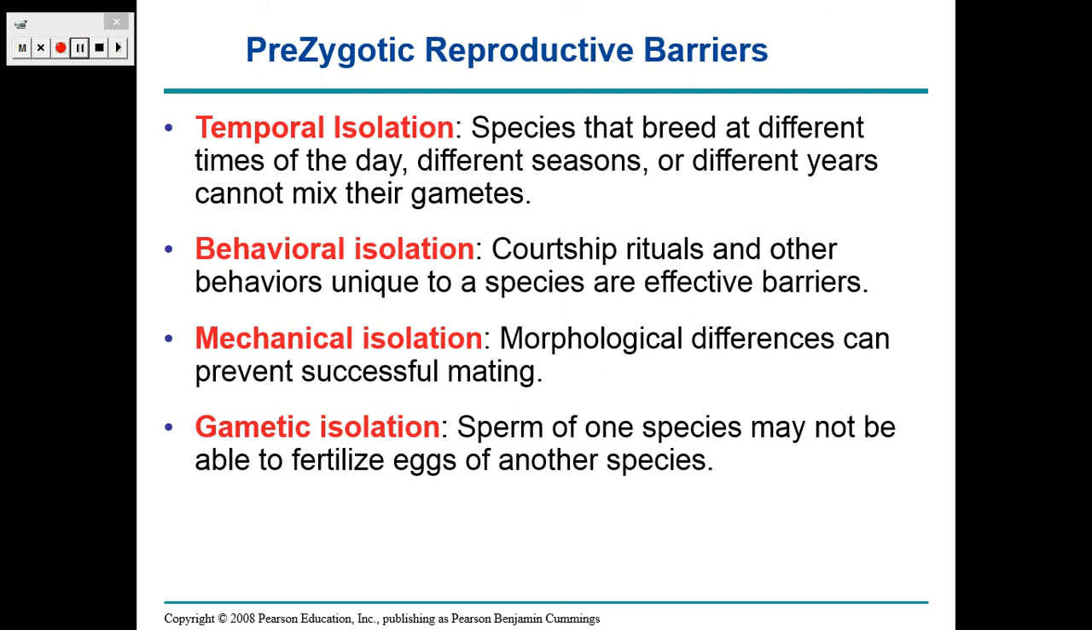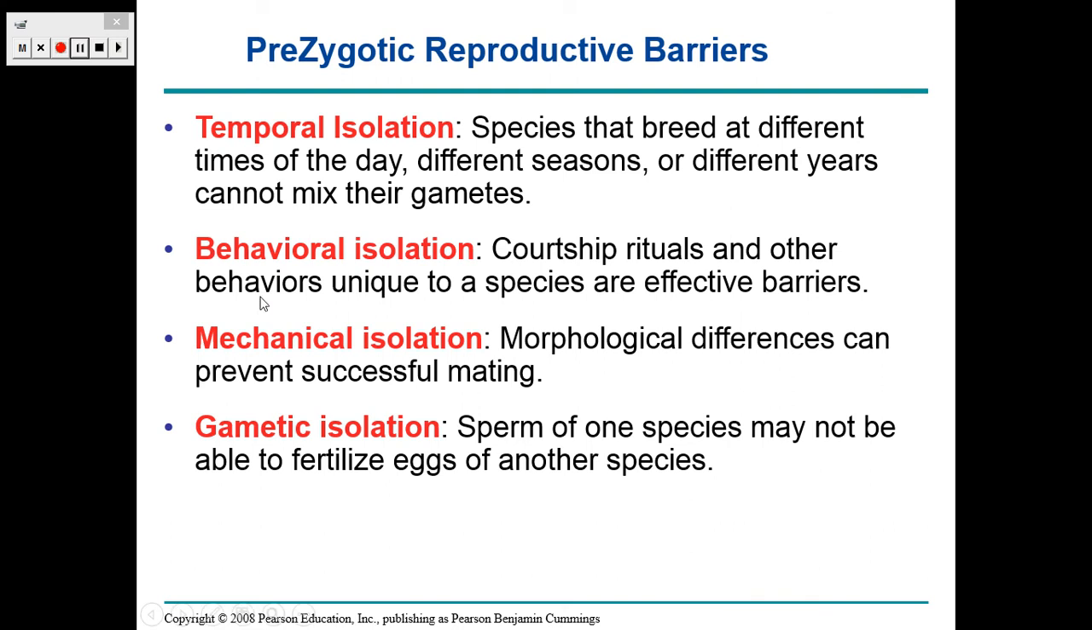Okay, you also have behavioral isolation, and those are things like courtship rituals, the way that they mate, the things that they do to seek out a mate, or to make the other organism mate with them. There are things like that that can also prevent fertilization or mating from occurring.